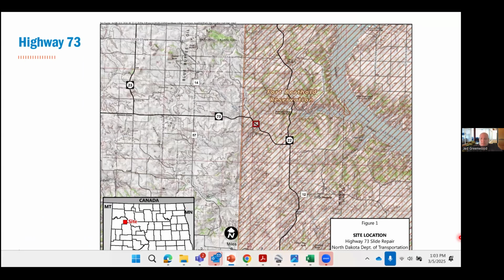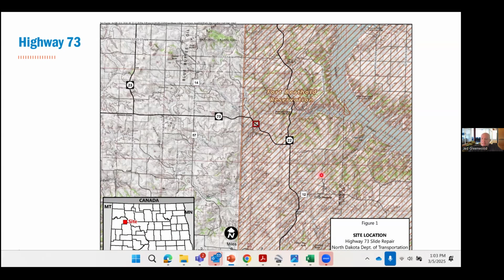So here's a site map. Let's start in the lower left corner. This is the state of North Dakota. Here we have Montana, Minnesota, and then Saskatchewan and Manitoba, so it's fairly close to the Canadian border. This is the Missouri River that you can see on these county boundaries. You can also see the Missouri River here. It's dammed just downstream, so this is a reservoir, Lake Sakakawea.